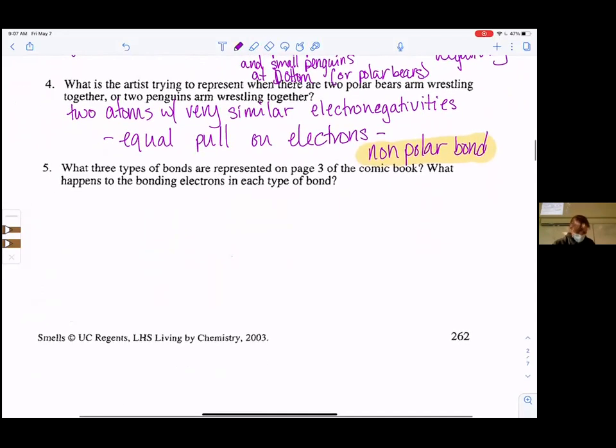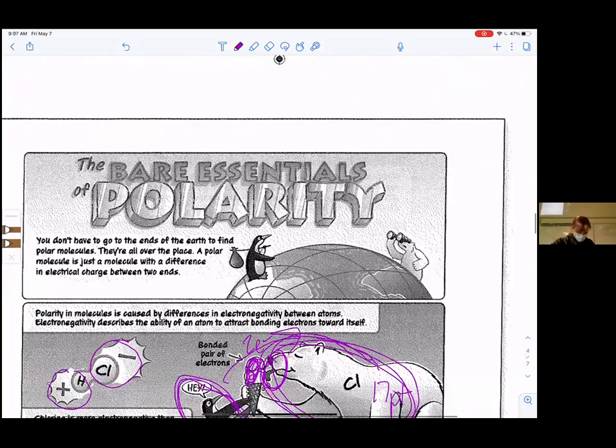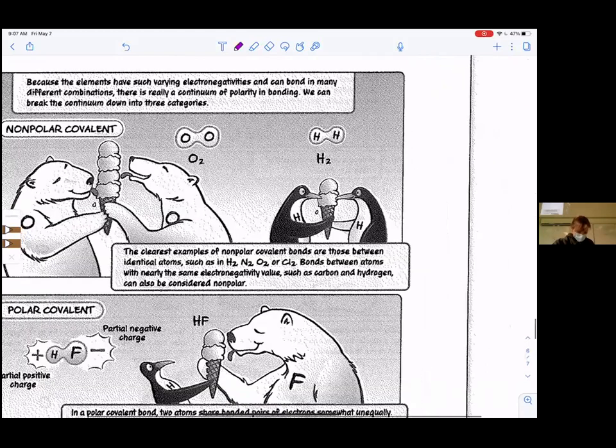So next, it's asking me what 3 types of bonds are represented on page 3 of the comic book, and what happens to the bonding electrons in each type of bond. So close your eyes. I'm going to flip down to page 3.